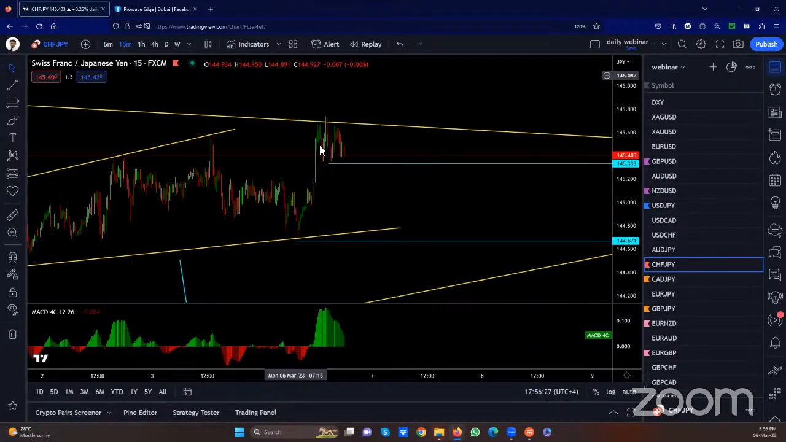Keep your stop above that top. You can take this out. We wouldn't be selling it from here. We'll try to get a sell within this range if you don't get that one.